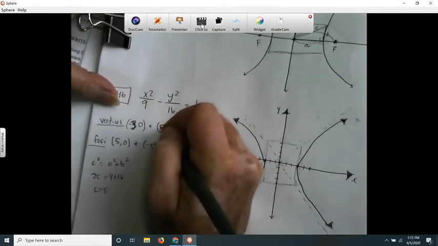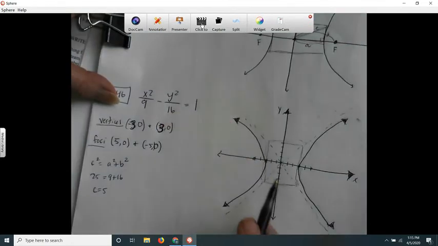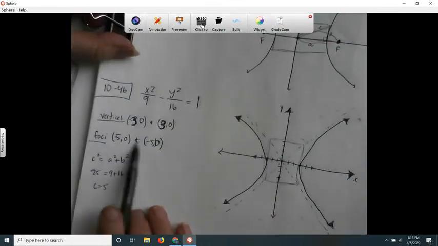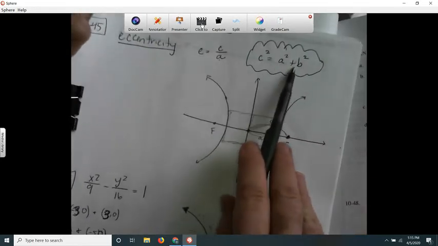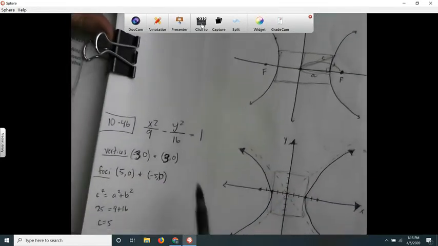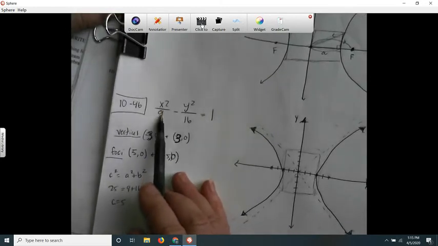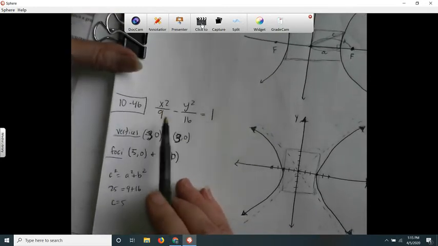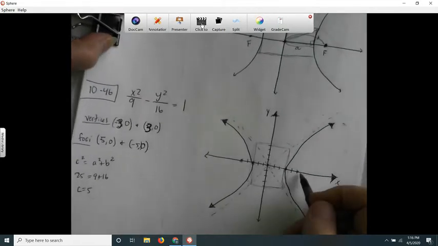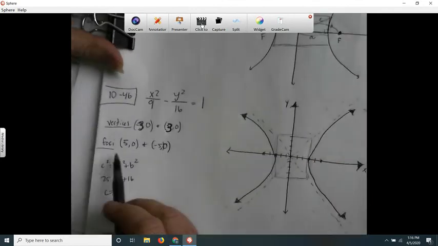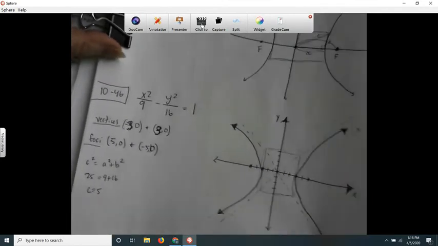There we go. Right? And then the foci, how can I find those? Well, I did that thing about c squared equals a squared plus b squared. So this is a squared and b squared. So 9 plus 16 is 25. So c must be 5. So that's where I got the foci. And then what else do I need to say?